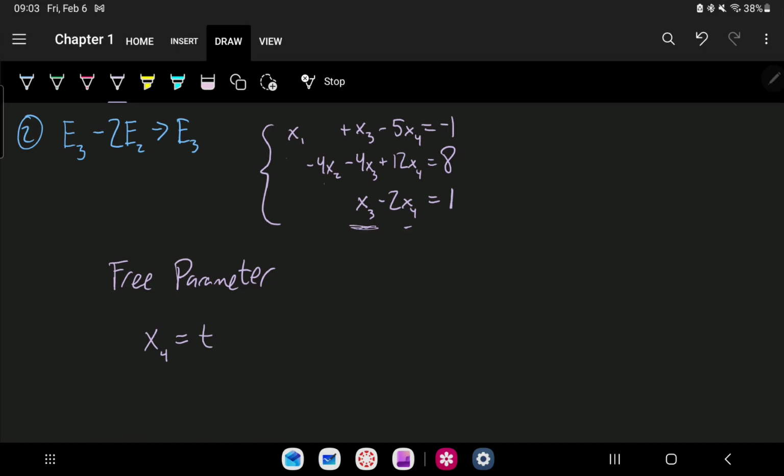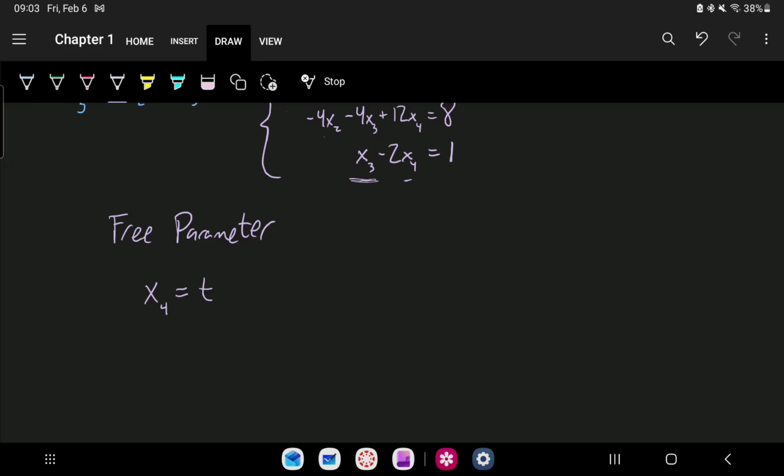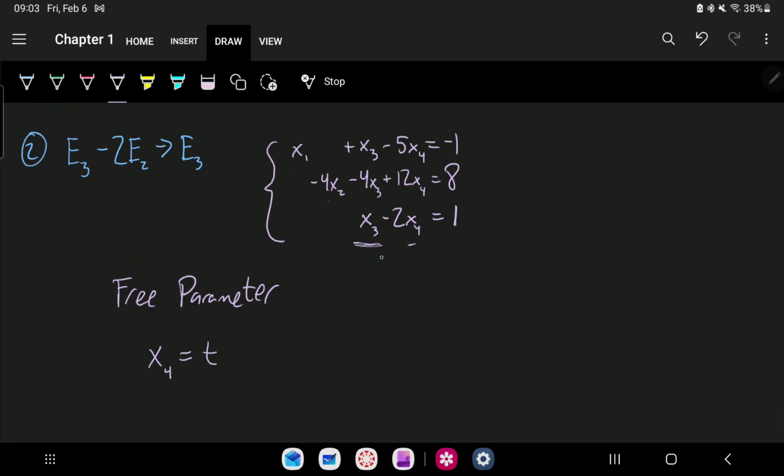Now, this seems silly and insignificant, but what we have done is we have said x4 can be whatever the heck it wants to be. It is not dependent on any other variable. It can do whatever it wants, right? So now we have these other variables. They are not free, right? They are going to depend on whatever x4 is. So we can use the fact that x4 is just t in order to solve for the other variables, right? So x4 is now solved. I'm going to box that in.